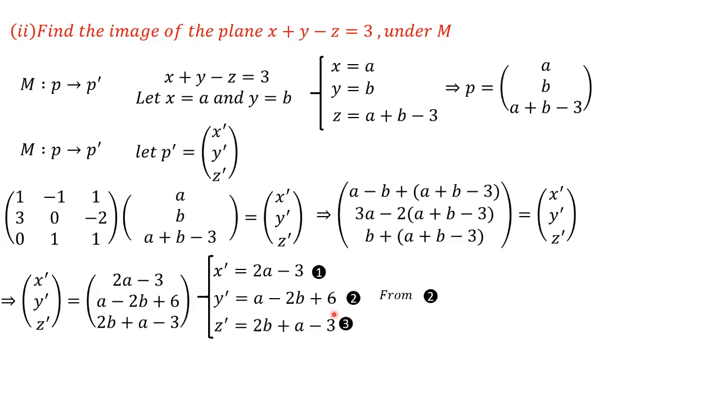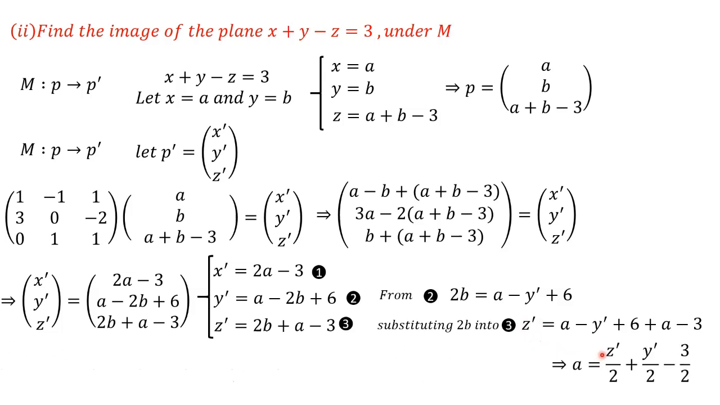The first part we're going to do, we can observe that from equation 2, we can get the expression for 2B. From equation 2, 2B is equal to A minus y prime plus 6. Now what are we going to do with this 2B? We can substitute this 2B inside equation 3. Substituting 2B in equation 3, we get z prime equal to A minus y prime plus 6, plus A minus 3. Having z prime, we can first simplify and get A.